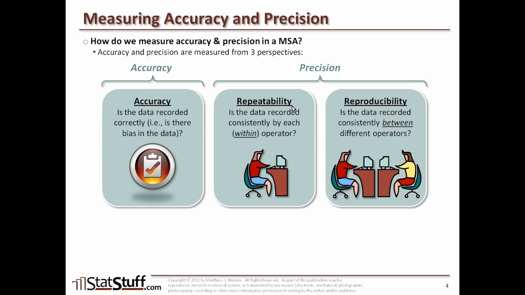In order to remember the difference between repeatability and reproducibility, one way to remember it is that it takes two people to reproduce. In that way, reproducibility is referring to when there are multiple people involved and you're doing the comparison between different operators.